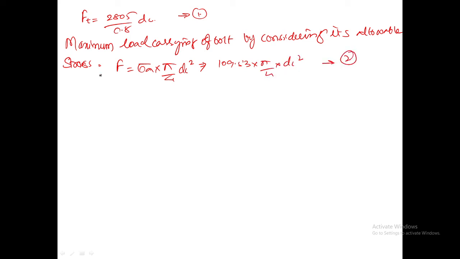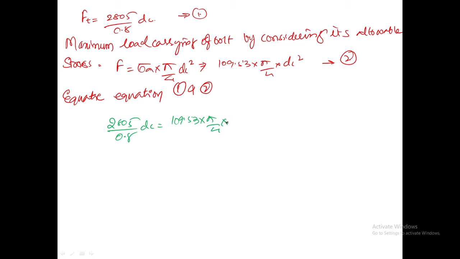Now let us equate equation 1 and 2. So now 2805 divided by 0.8 DC equal to 109.53 into pi by 4 into DC square. Now DC equal to 2805 into 4 divided by 0.8 into 109.53 into pi.